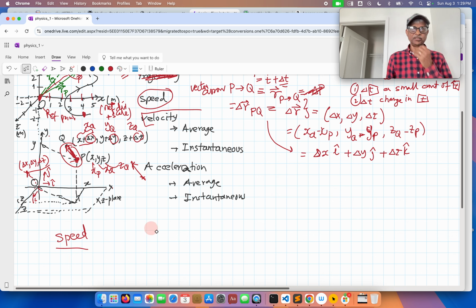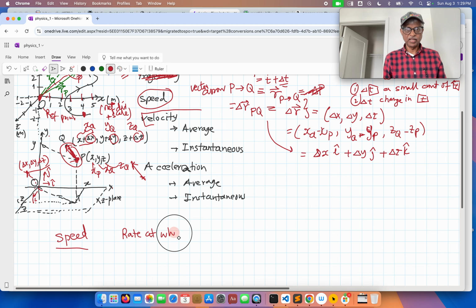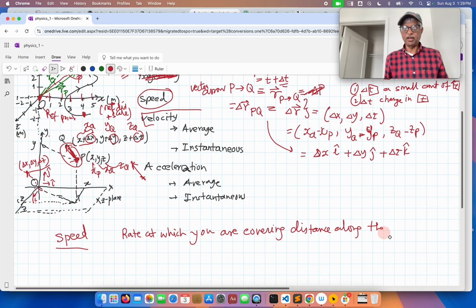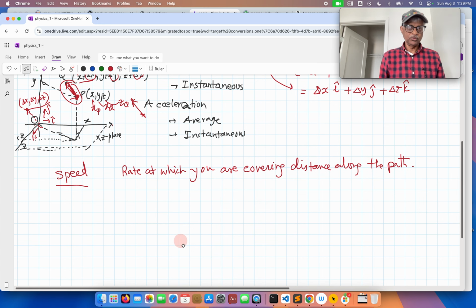Speed is actually the distance you are covering along the path. So it's actually the rate at which you are covering distance along the path. So what does this mean? Say the path is like that, and here is a P, here is a Q.